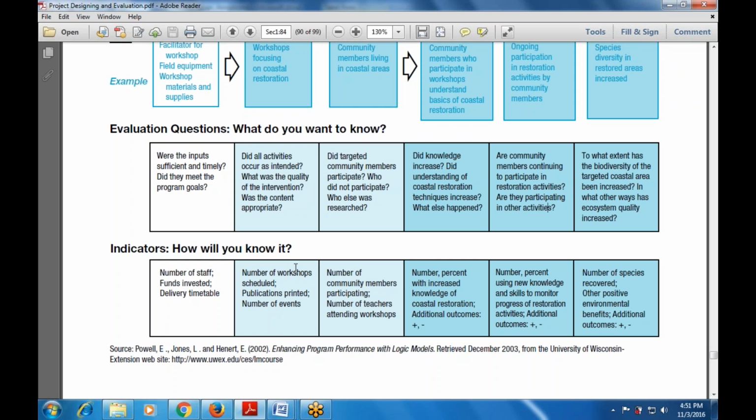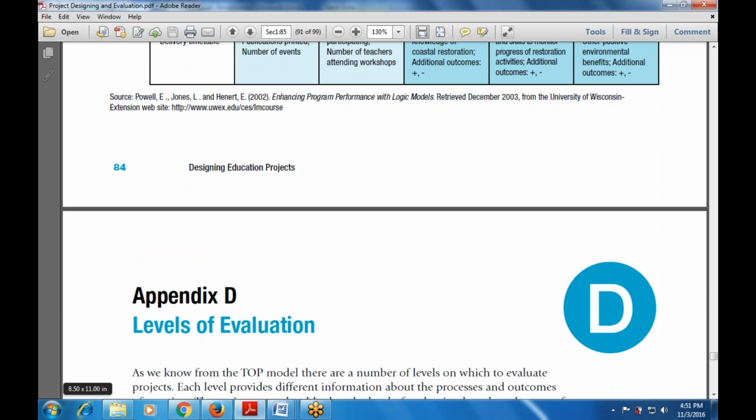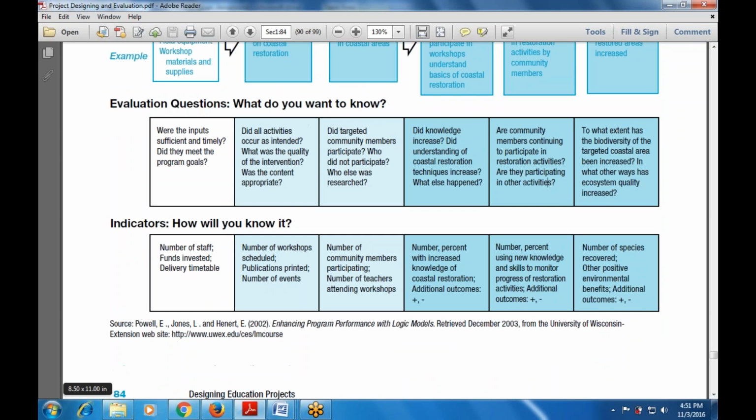Then there is an additional outcome, a plus or minus, that is also an indicator. So these are the various evaluation questions, and these are the various indicators that will be carried out. They will be used as an indicator of how well we are getting results with the data, how well we are getting results with the computer data.